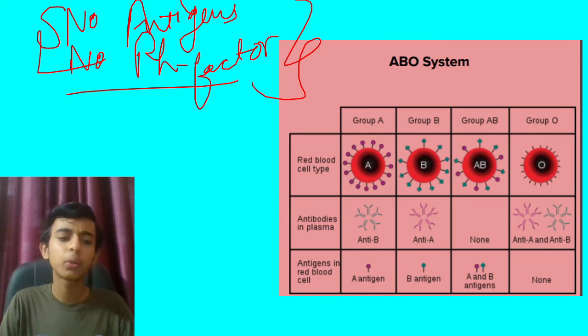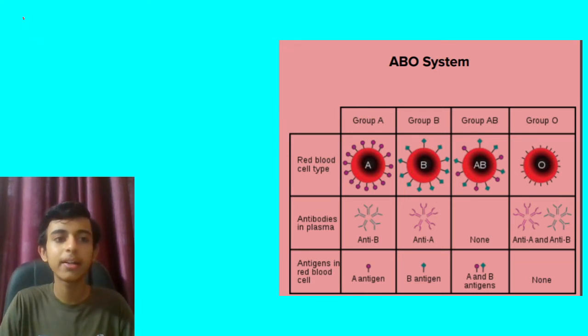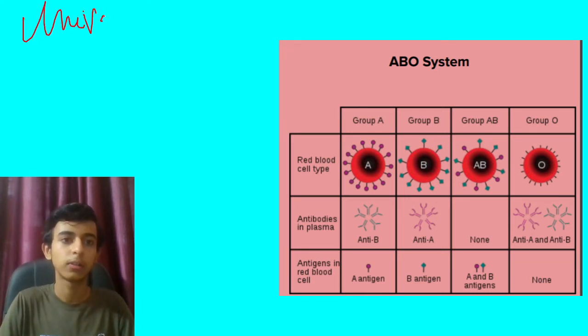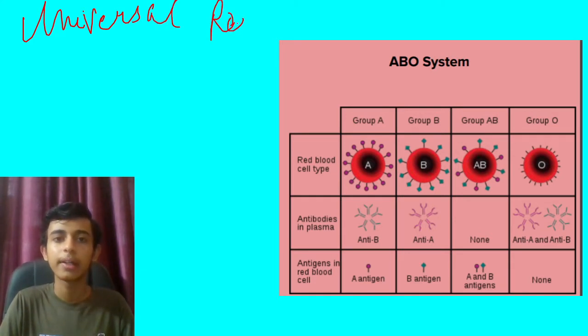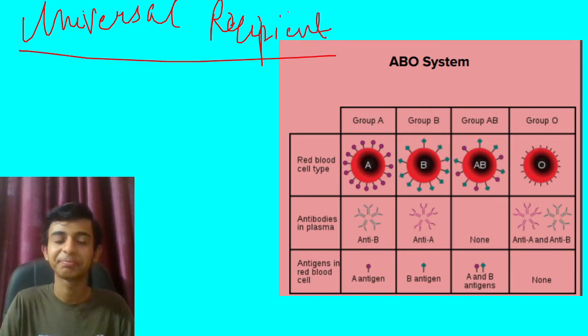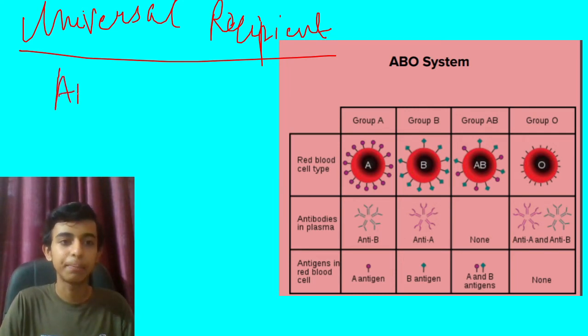Then which blood group is going to be your universal recipient? Universal donor, we talked about it, that is your O negative. But then what is your universal recipient? Think about it, and I'll be telling you the answer in 3, 2, 1. It is AB positive.